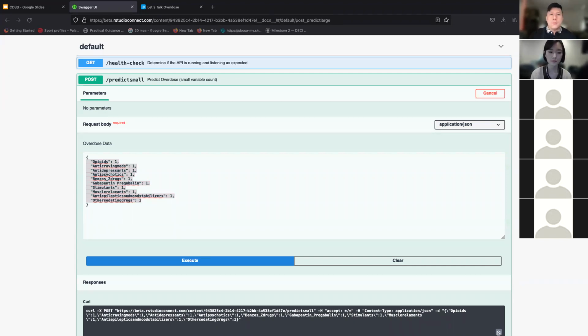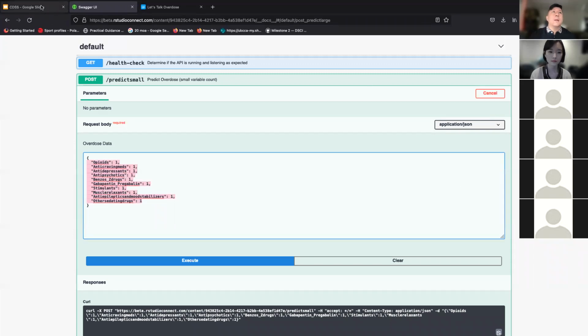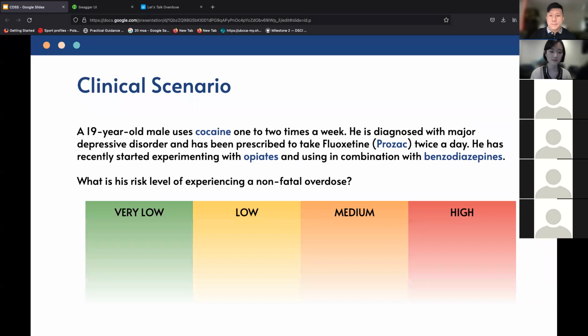So, let's see here. Let's go back to the slides. Okay, so thank you for showing us your API, Andy. One potential way that the efficacy of CDSSs can be tested is to compare the results of an assessment that a CDSS makes versus the ones that users make without utilizing a CDSS.